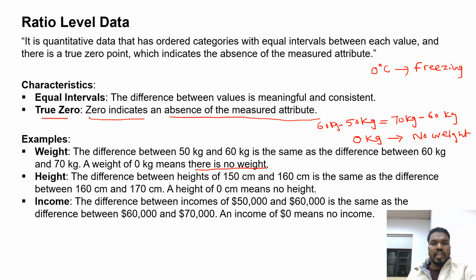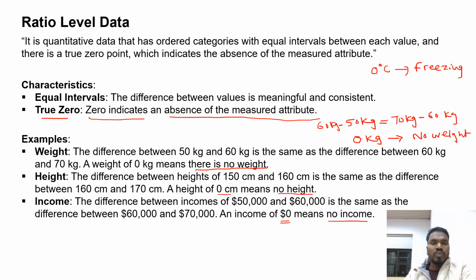Height. When I am saying 0 centimeters, that means there is no height. Similarly, when I am saying income is $0, that means there is no income at all, right? So I want you to understand these two levels of data clearly. That is my focus.